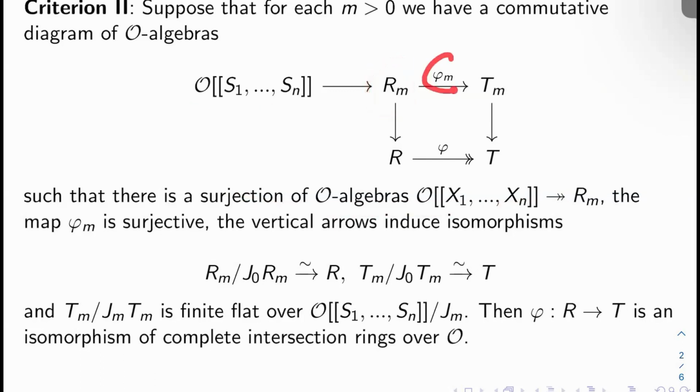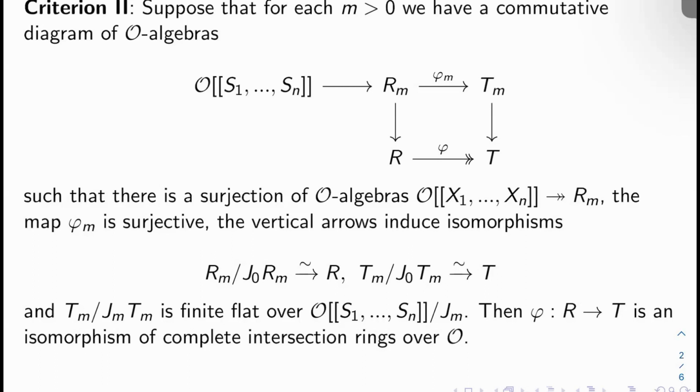There's a map from that called phi sub m to T sub m. There are vertical maps from R sub m to R and T sub m to T. And then there's a surjective map phi from R to T. This diagram commutes. Okay. What else do we need to conclude?